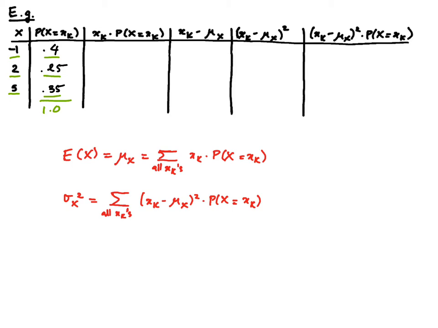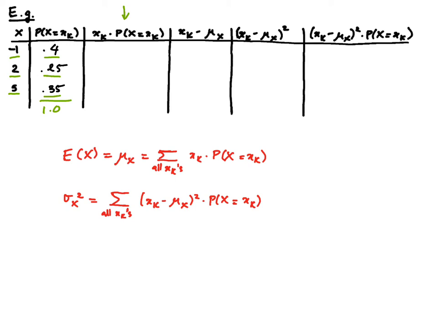Now whenever I do this kind of calculation, I like to construct a table that looks like this, but obviously you don't have to. If you prefer plugging in numbers into the formula, that's fine with me, as long as you show me all the work. So let's fill out this table to see how we can use it to find the expected value and the variance. In this third column, I have xk times the probability that x is equal to xk.